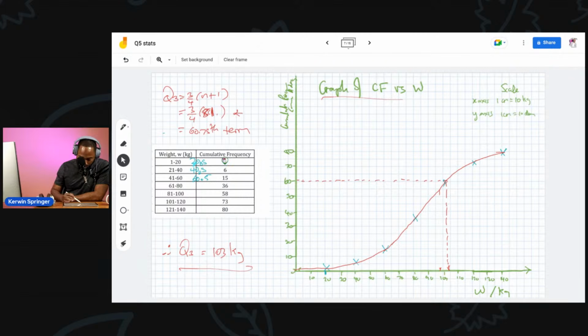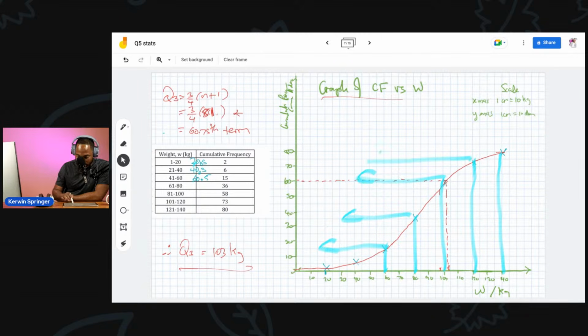So 20.5 with 2. Then 40.5 with 6. See that? Then 60.5 with whatever it plots with. Then 80.5, then 100.5, then 120.5, then 140.5. And you plot it with the corresponding y value from that class interval that it represents. And you will get this kind of S-looking curve.